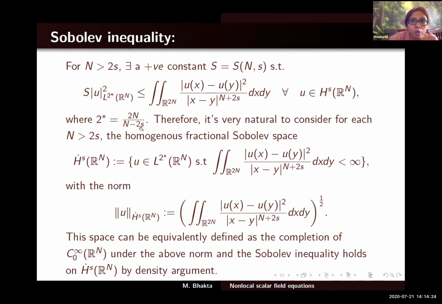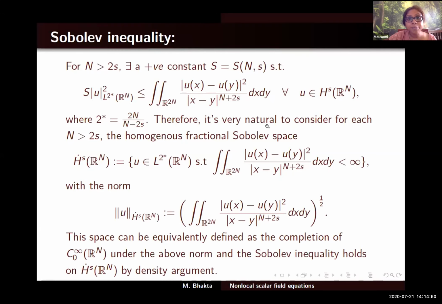We also have the Sobolev inequality in H^s(R^n). Take any u in H^s(R^n); you can control the L^{2*} norm, where 2* equals 2n over n minus 2s, by this fractional Sobolev norm. This is a universal constant; capital S depends on n and small s.